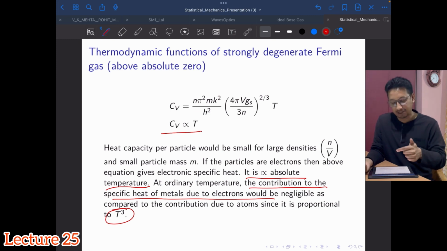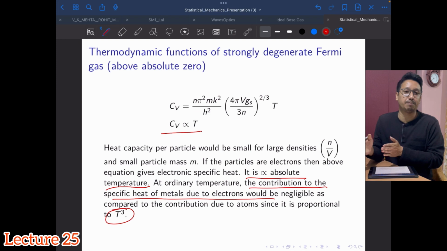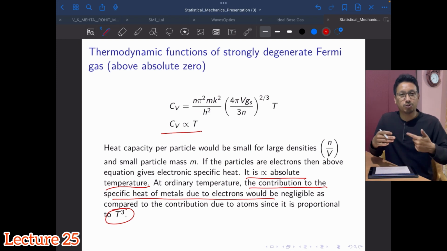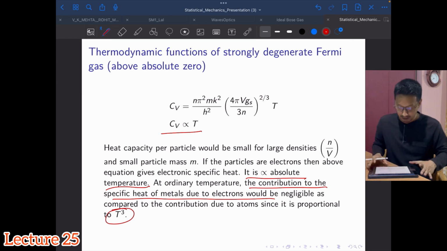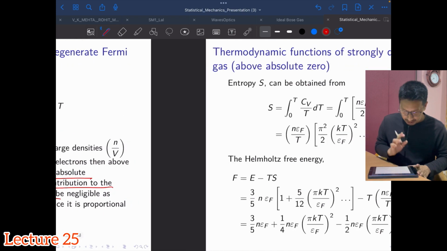Here, for electronic specific heat, it goes linearly with temperature, T, while the atomic one goes as T cube. So the contribution from the electron side will be small, almost negligible, because we know the mass is also much smaller. Alright, so this is our learning.